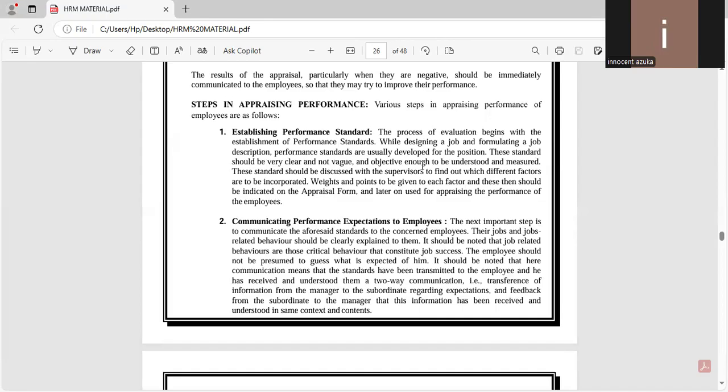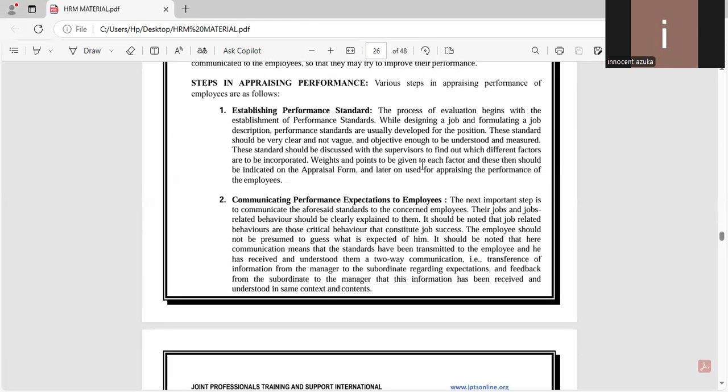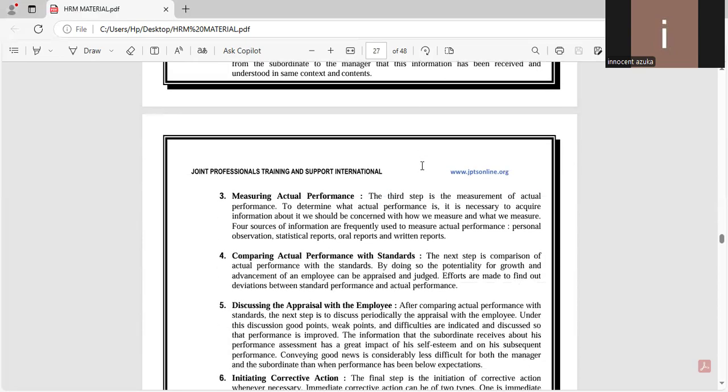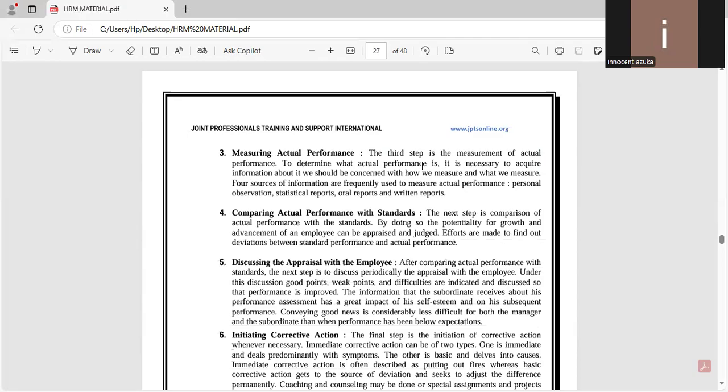Two is communicating performance expectation to employees. Three is measuring actual performance. Four is comparing actual performance with standard. Next is discussing the appraisal with employees.